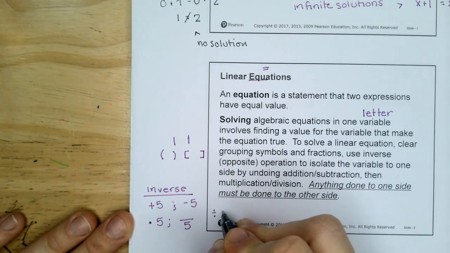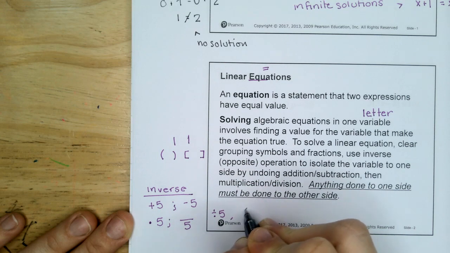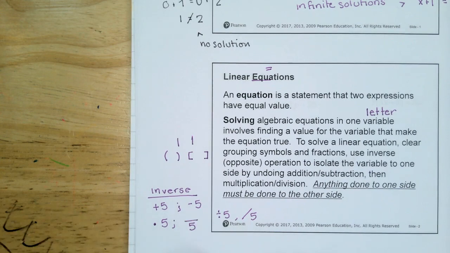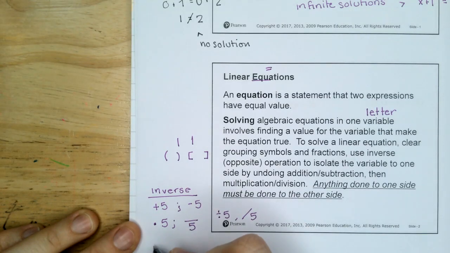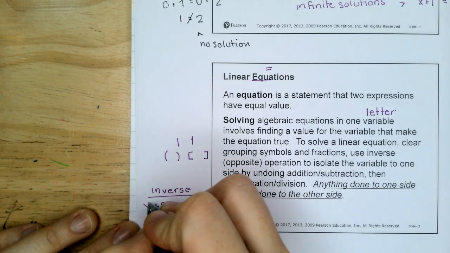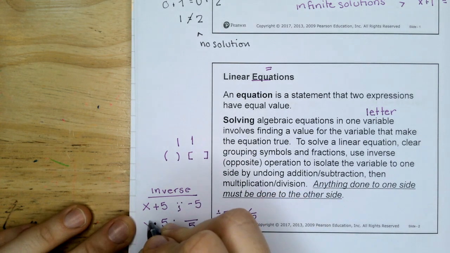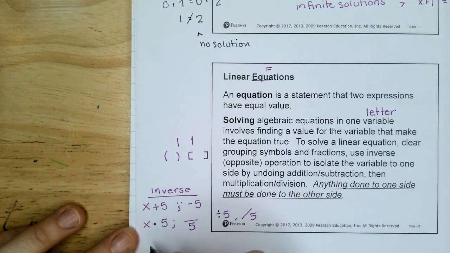The inverse of multiplying by 5 would be to take that same term and divide it by 5, which you can also write like this, or like this, I guess. These are inverses. Now I'm going to start introducing an x. So x plus 5, the inverse of that would be minus 5. x times 5, the inverse of that would be divided by 5.